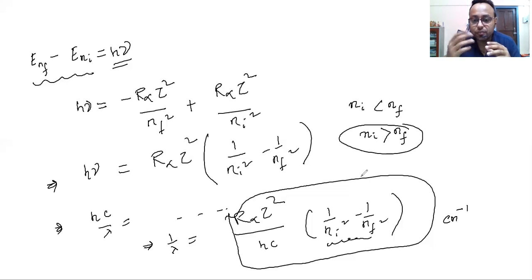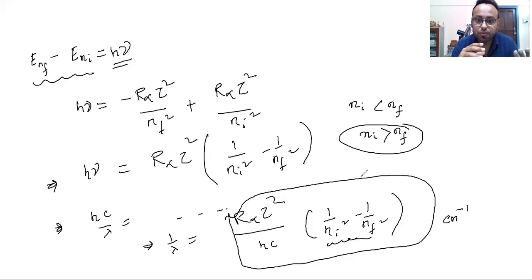So whether the system releases energy, absorbs or emits, they follow this principle. You simply have to write this 1 by n_i square minus 1 by n_f square, calculate, and multiply by the outside constant term. Then you will get the 1 by lambda value in centimeter inverse. The term value is also in centimeter inverse, so ultimately it represents energy.